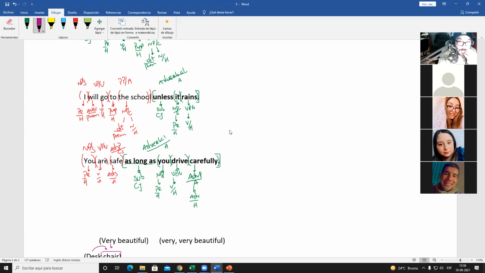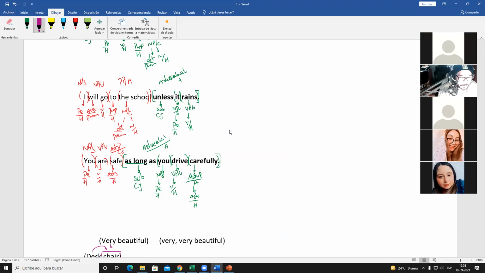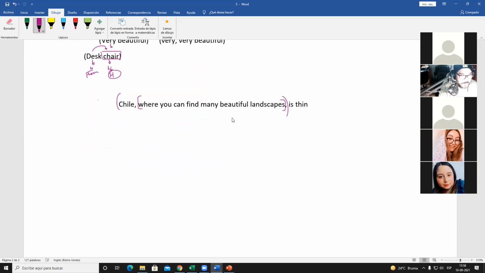Los adverbiales se mueven. Así en tu cabeza, los adverbiales se mueven. Y donde termina la adjective clause es que tienes que reemplazar la noun phrase por un pronombre. Chile, where you can find many beautiful landscapes, is thin. It is thin. Eso quiere decir que ese it reemplaza desde Chile hasta landscapes. Esa es la noun phrase.